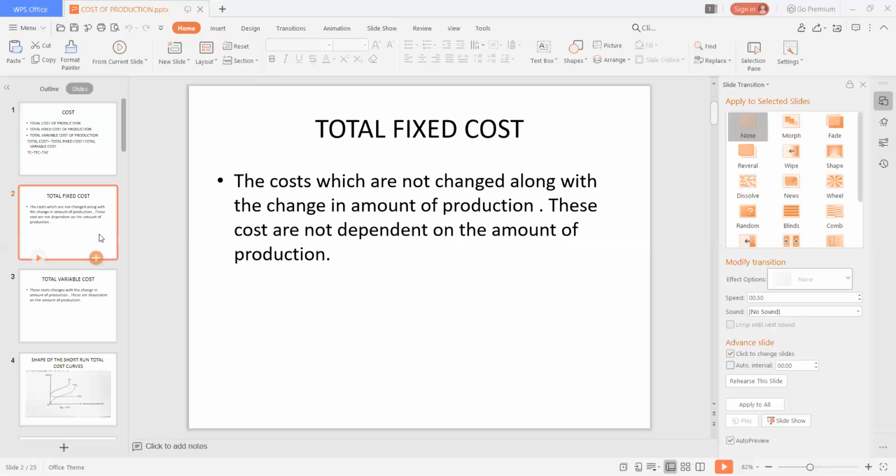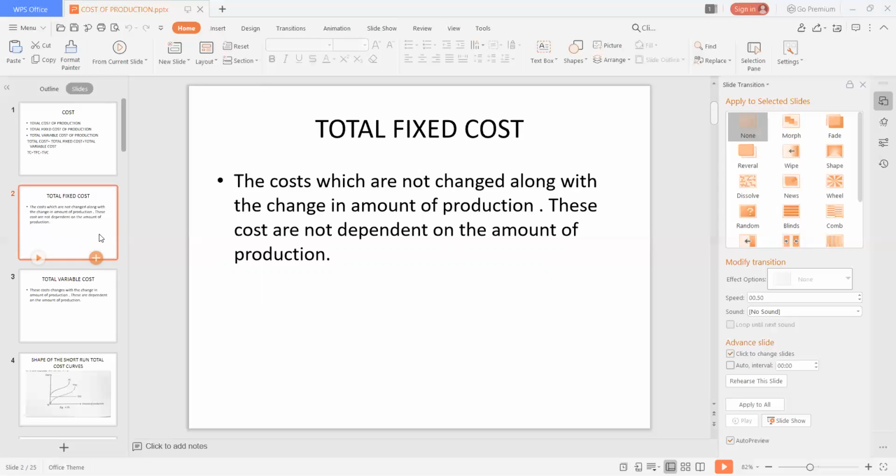Now what is TFC, the total fixed cost? It is the cost which does not change along with the change in the amount of production. These costs are not dependent on the amount of production. If the amount of production changes, the fixed cost remains unchanged. This type of cost is known as fixed cost of production.